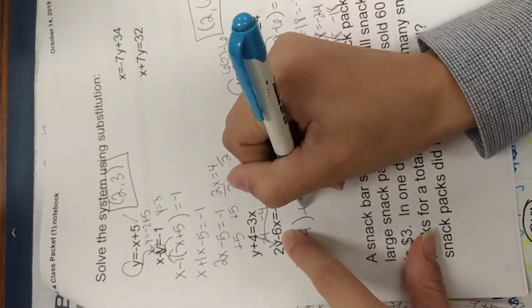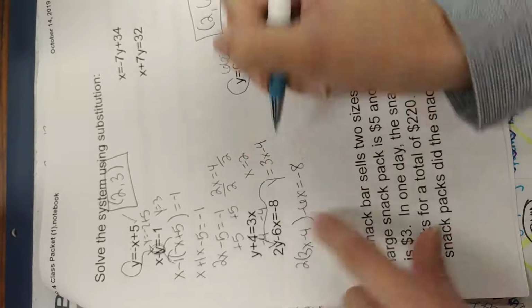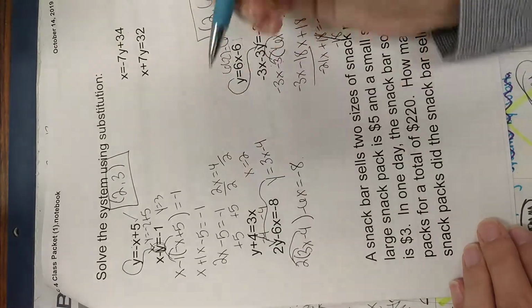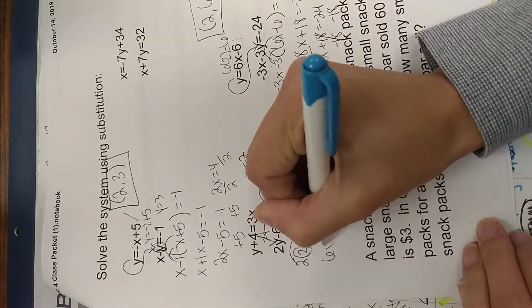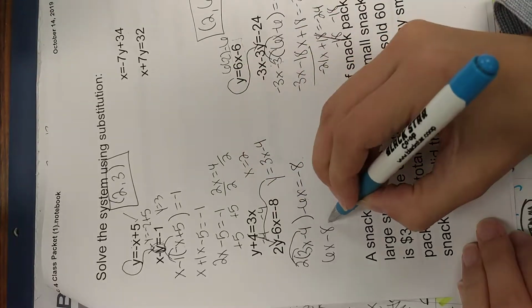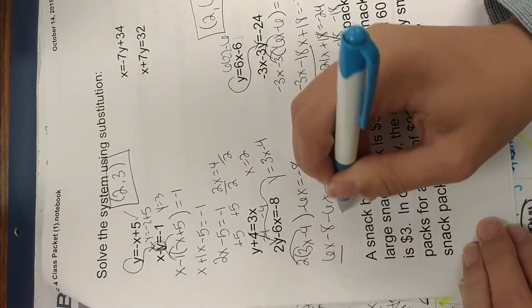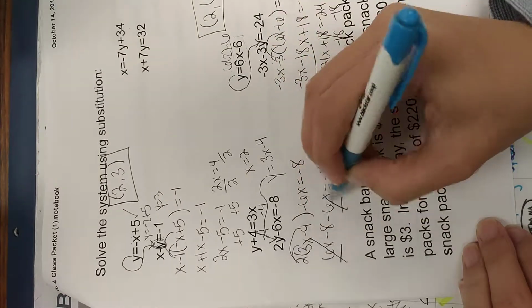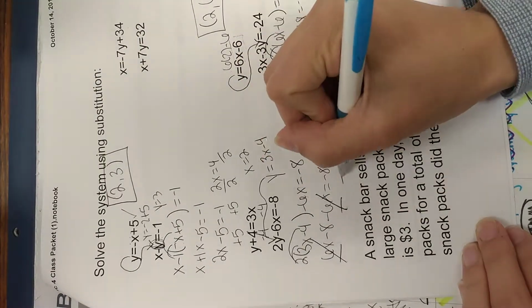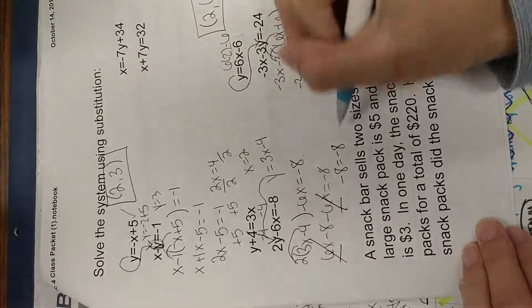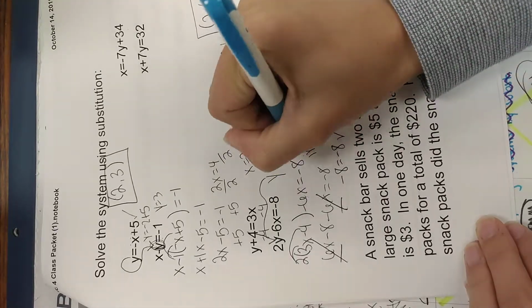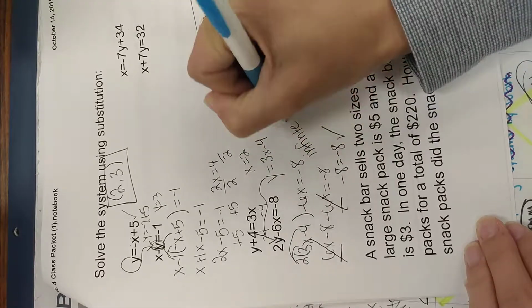And then it's still minus 6x equals negative 8. Distribute. This would be 6x minus 8. And then I still have the minus 6x equals negative 8. Combining like terms, 6x minus 6x is 0. It cancels out. So you're left with negative 8 equals negative 8. Well, that's true. So that means your answer is going to be infinite solutions.